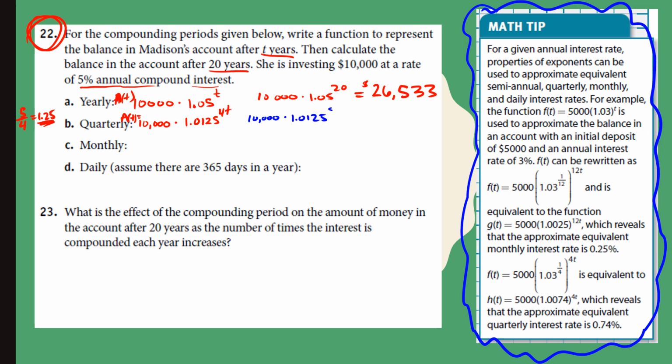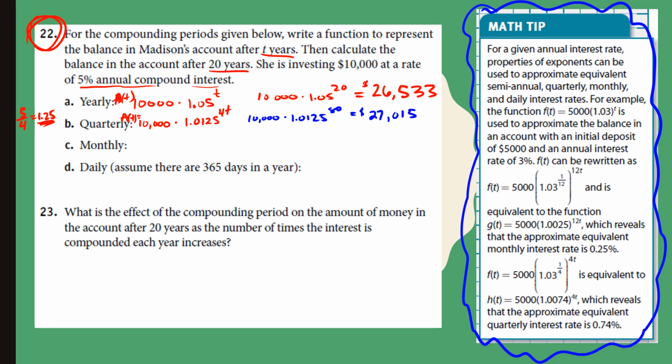So this would be 10,000 times 1.0125 to the 80, and that's going to give us, do it yourself, hopefully you're setting the whole thing up, 1.0125 to the power of 80 equals this, times 10,000 equals 27,015.